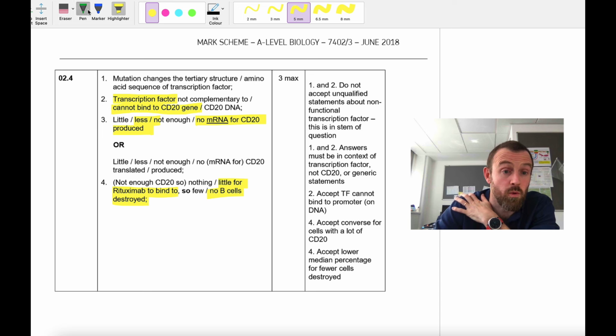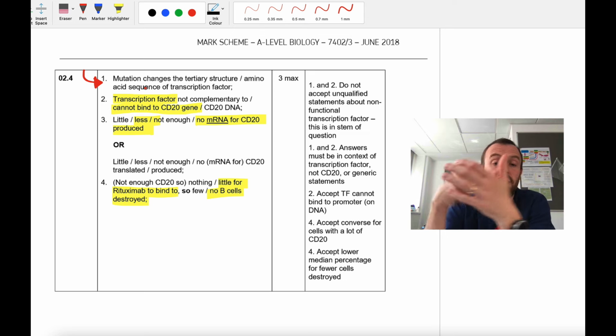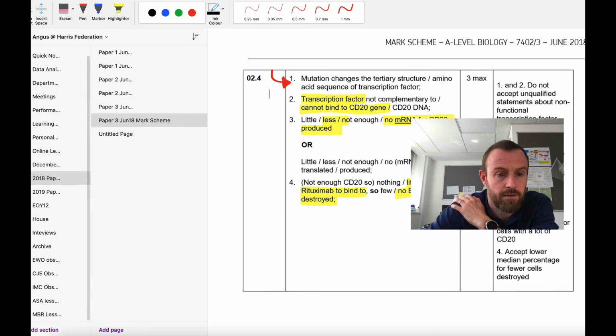This was also worth saying. I should have said this. You can always have a guess as to what the mutation is. So we need to know that mutation often changes the tertiary structure of proteins. So the mutation changes the structure of the transcription factor, it can't bind, no mRNA is produced, therefore no CD20 on the surface of the B cells, and therefore no killing of the B cells. Okay, let's keep going.